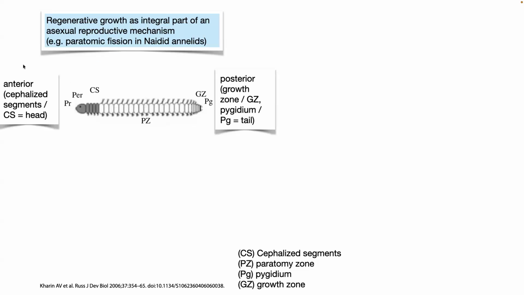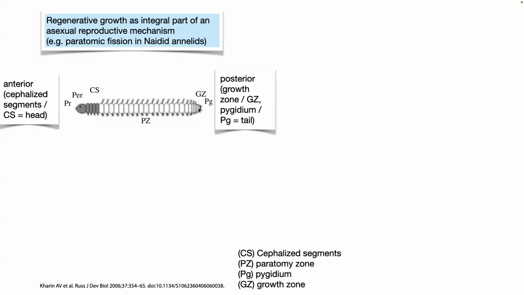You will see now a scheme. We always have an anterior part on the left, a posterior on the right-hand side. The anterior part has some sort of cephalized segments, which is the head, like CS here in gray. And then there is the tail, which is this pygidium, the unsegmented tail. And before that tail, there is usually the growth zone. So you can easily imagine how these animals grow over time by adding new segments on one end.